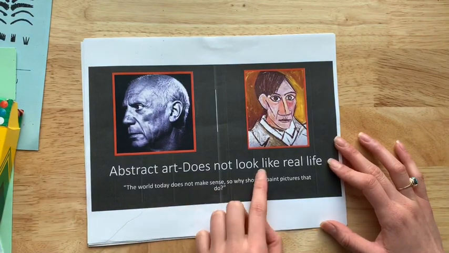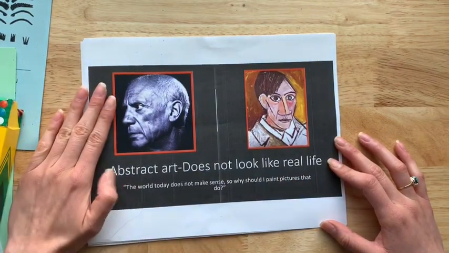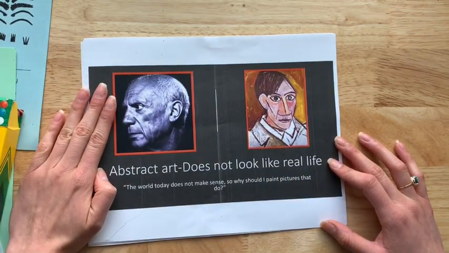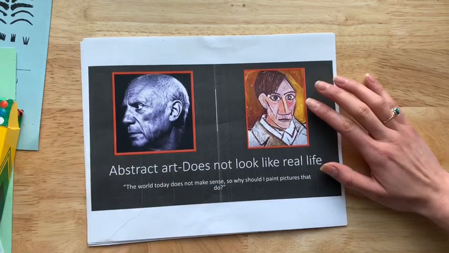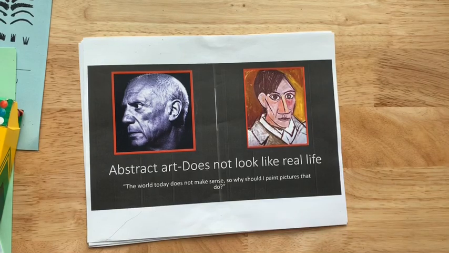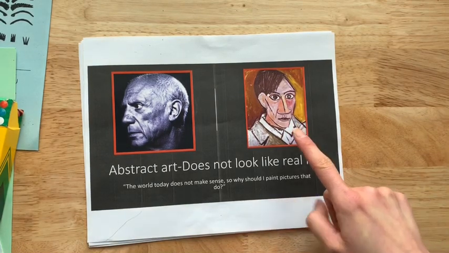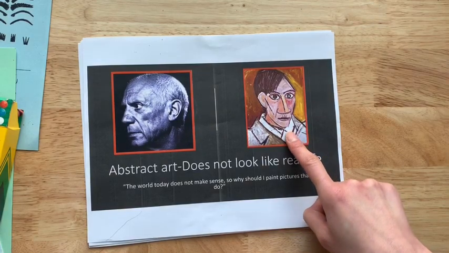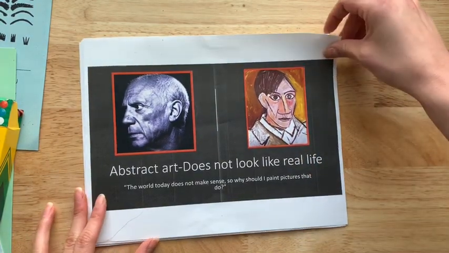So it's art that does not look like real life. This is a photograph of Picasso, so this is realistic, and this right here is his own self-portrait that he created that is abstracted by using a lot of different lines and shapes and different colors. Now, we don't normally look like this. We don't walk around the world looking like this. So that's why this is called abstract art.